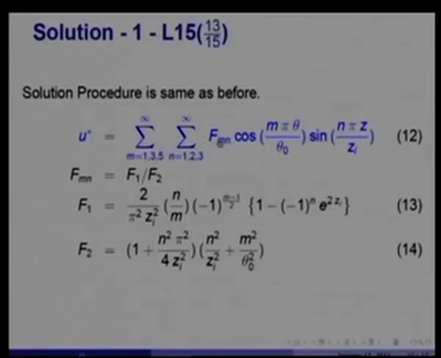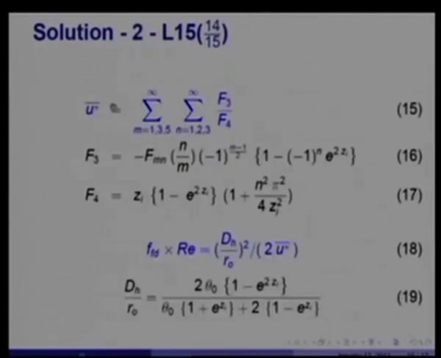And f m n is the Fourier coefficient. We can evaluate that in the manner I explained earlier. So f m n would be equal to f1 divided by f2. f1, of course, is given by that. z I, as you know, is ln r I by rho, and f2 would be given by this, which also includes the included angle theta naught.